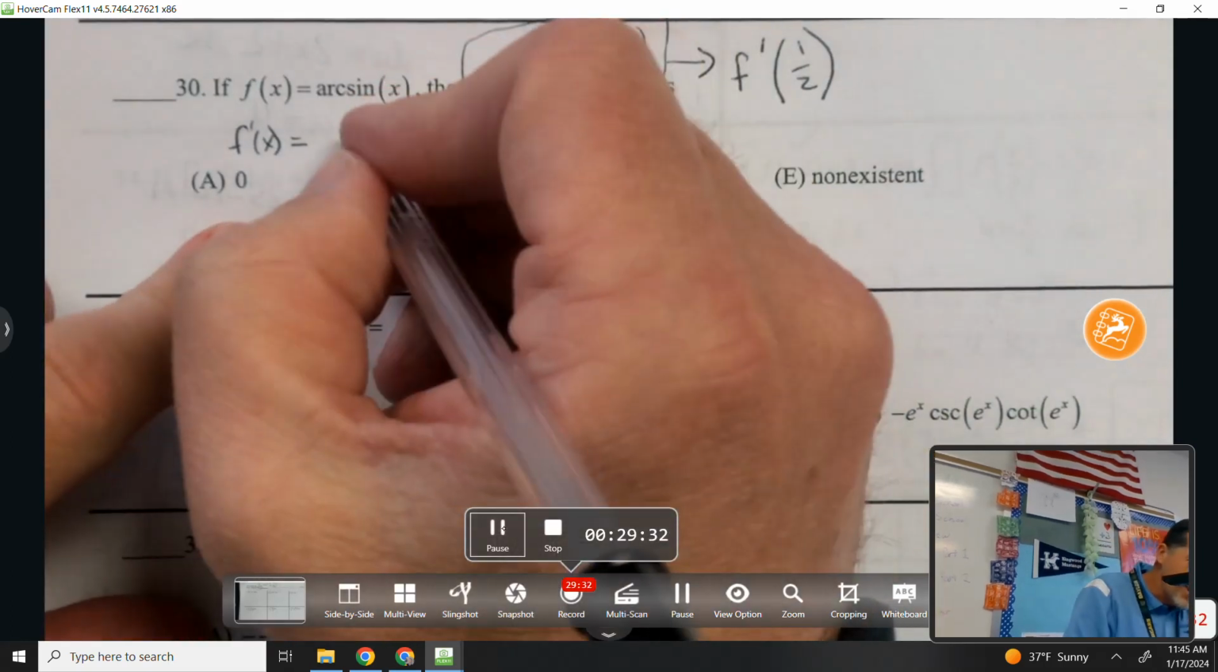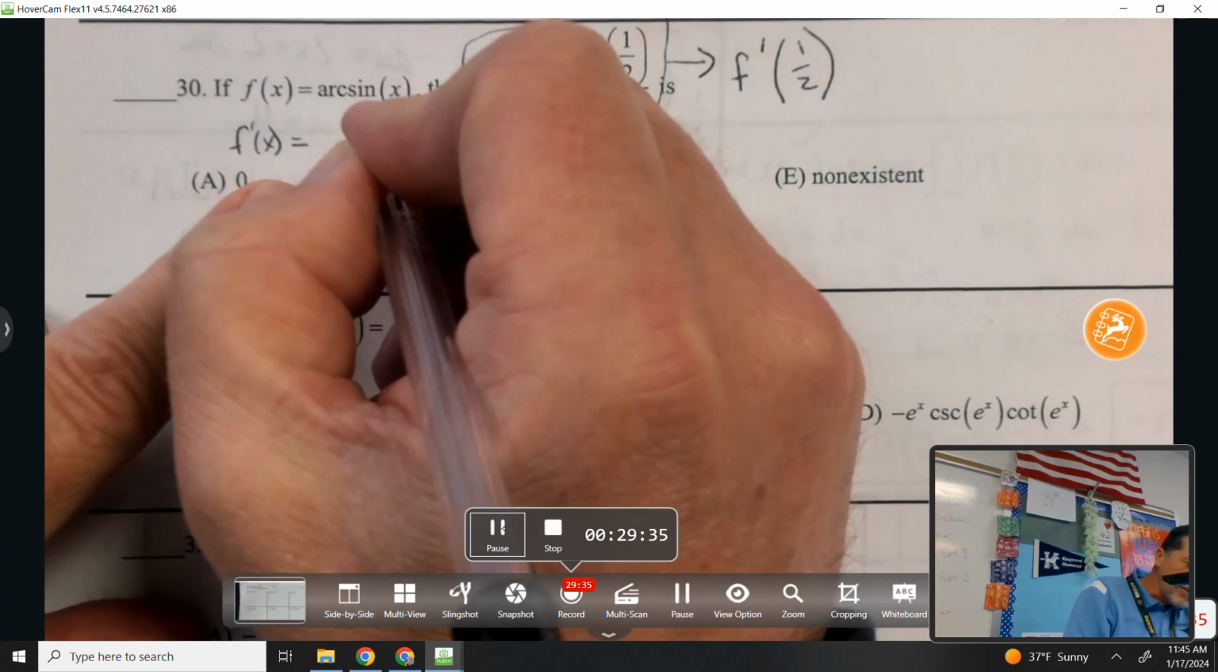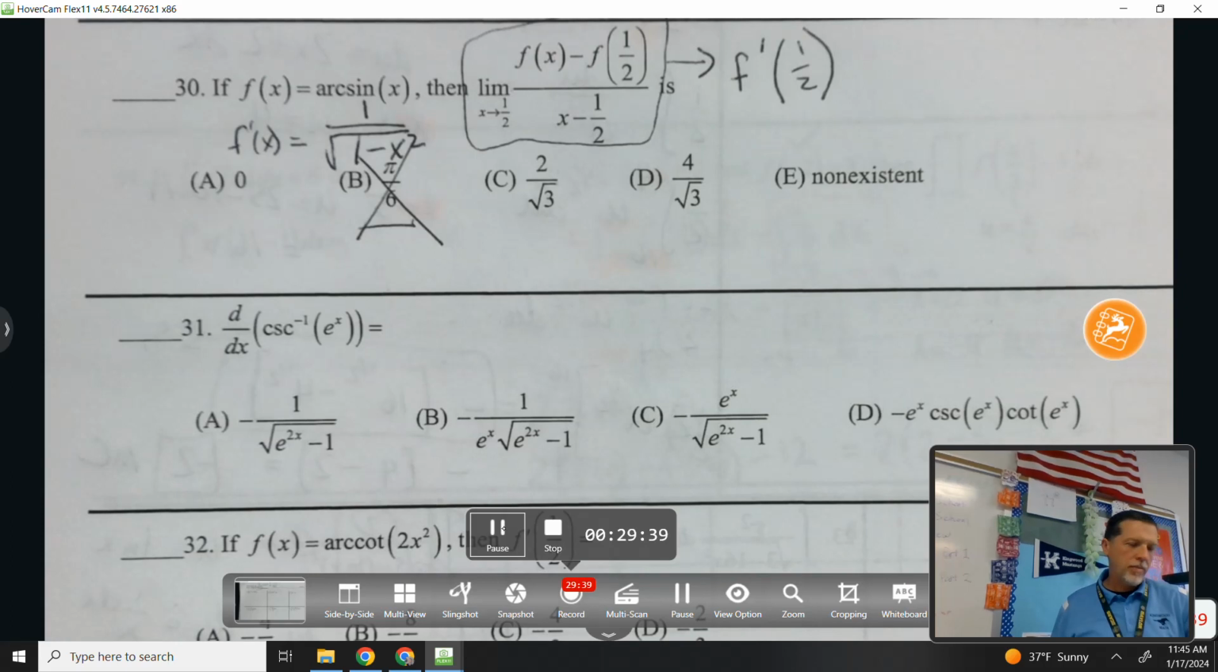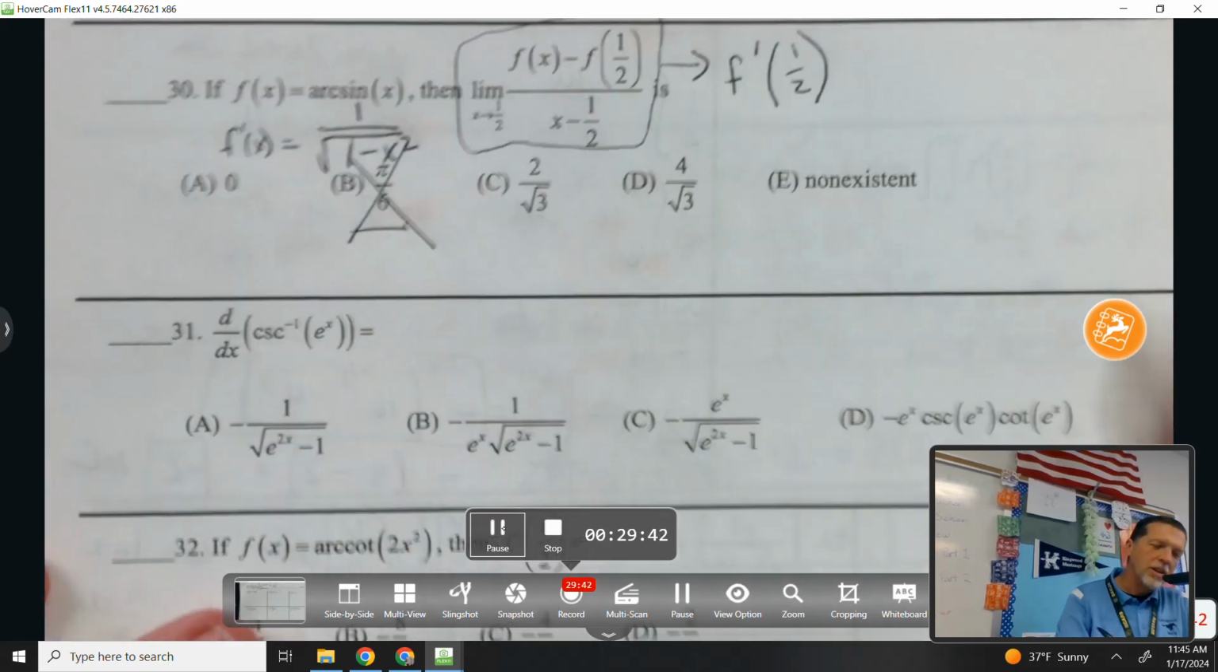Arc sine, we just looked at the derivative of arc sine. That was 1 over the square root of 1 minus x squared.